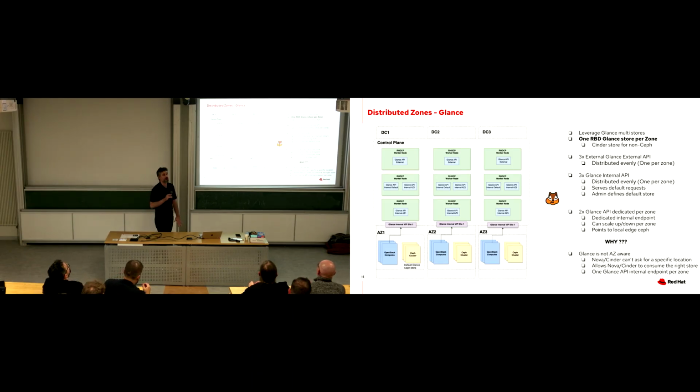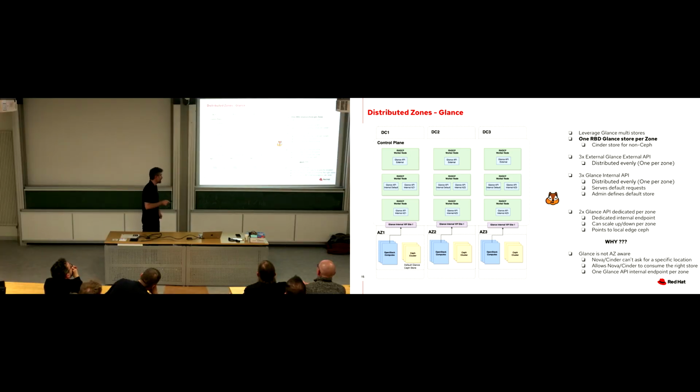So we use one store per zone. Same principle as Cinder volume, one Glance store per zone. It's RBD because it's Ceph, but if you're using a non-Ceph backend, we would store your image with Cinder. We have 3 Glance API external to serve the external requests. We have 3 internal default API. We split external and internal because of a security issue there is in OpenStack. It's fixed in Flamingo, but we have to split the two.